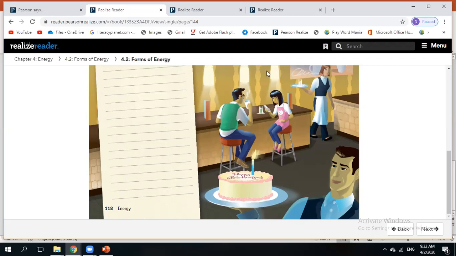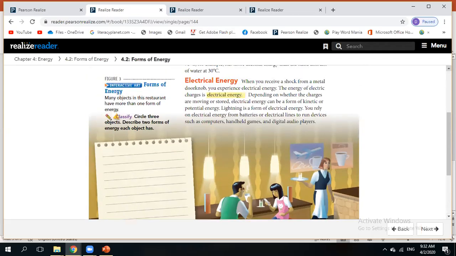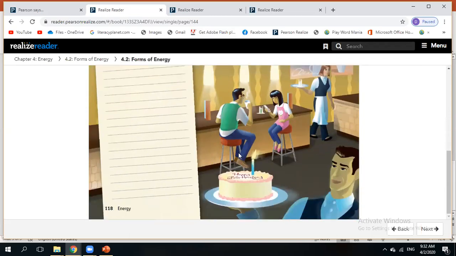If we look around us, we will find many examples of forms of energy: electrical energy, electromagnetic energy, kinetic energy, potential energy, mechanical energy, and so on. Okay, girls? Is this clear? So we can circle the cell phone, we can circle this waitress, we can circle the cake. Excellent, girls.